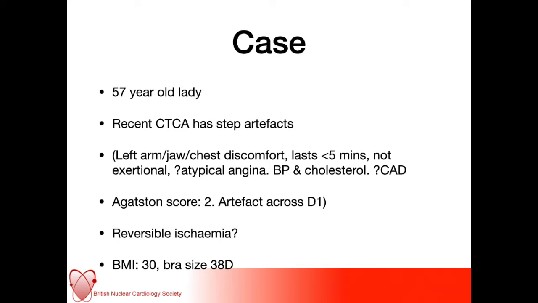I think this is illustrated better if you go through a couple of cases. So here's one, a 57-year-old lady. The recent cardiac CT that she had had step artifacts and was deemed non-diagnostic, and therefore she was referred to a myocardial perfusion scan. Her original presentation was one of left arm, jaw, chest discomfort, lasting less than 5 minutes, not on exertion. The question originally was, is this atypical angina? Risk factors include hypertension and raised cholesterol. And the question was query coronary artery disease.